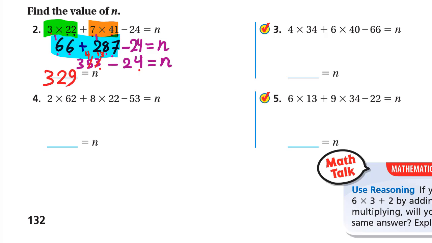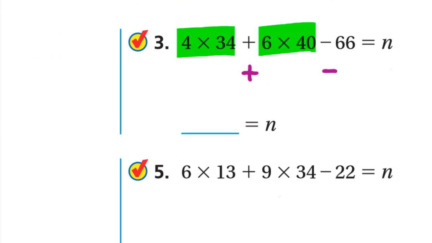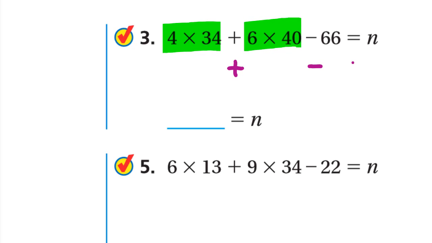Okay, so here: 4 times 34 plus 6 times 40 minus 66 equals n. So we have a multiplication here, plus and minus, and equals n. So I can write the plus again and the minus again. Okay, let's zoom a little bit. Okay, and equals n. So we'll do the 4 times the 34 and we'll do the 6 times 40, and we will leave the 66 for now.